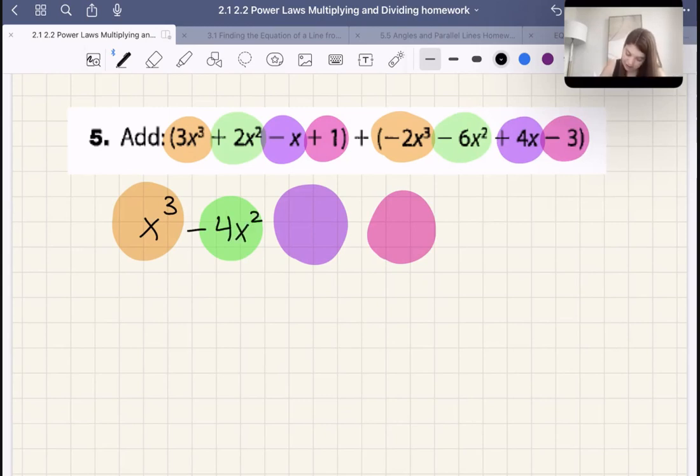Then we'll have -x plus 4x, which is plus 3x. No squareds there. And then for our pink term, with just our constants, we have +1 minus 3, which of course is -2. And so there's our answer. There we go.